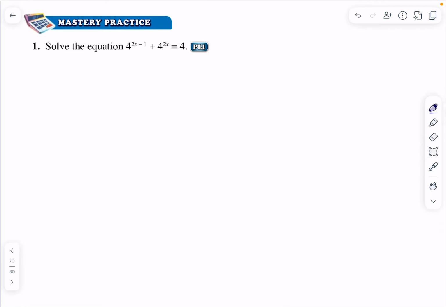Mastery practice question 1. Solve this equation. Okay, so we have 4 power 2x minus 1 plus 4 power 2x equals to 4. Right. So since this is plus, we can't really simplify this. So what we do is we expand it.